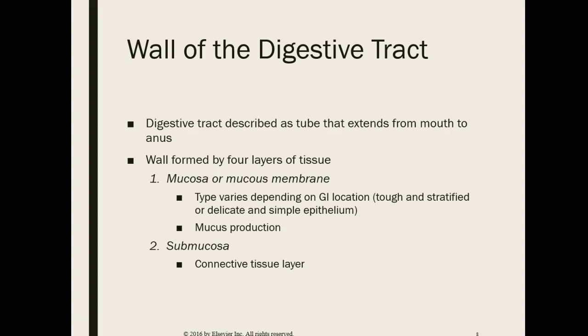So this is going to vary depending upon the location. So it could be tough and stratified or delicate and simple. It just depends on the consistency of the food as it will be passing through. It is also responsible for mucus production, which is necessary, specifically in the large intestine when we're passing that fecal matter through. Without the mucus in there, it would cause a lot of damage to the layers of the digestive tract. The submucosa is going to just be a connective tissue layer.